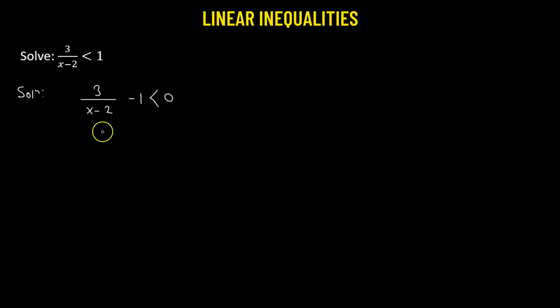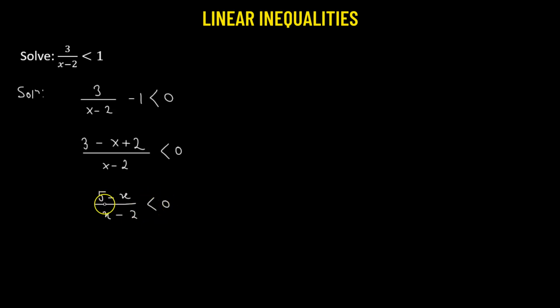Now we'll combine the two terms. This gives us x minus 2 in the denominator, and in the numerator we have 3 minus (x plus 2). This is less than 0. Which gives us 3 plus 2, which is 5. So we have (5 minus x) divided by (x minus 2), and this is less than 0.